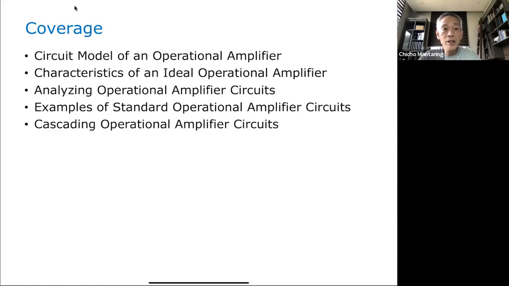First, I'm going to discuss the circuit model of an operational amplifier, then the characteristics of an ideal operational amplifier. Then we'll go into analyzing operational amplifier circuits. Okay? We're going to take up a lot of examples. I'm going to give a lot of examples this week, rather this Tuesday, today. And then on Thursday, I'm going to add some more examples, progressively becoming more difficult. And then at the end, we'll take up the case when we have cascaded operational amplifier circuits.